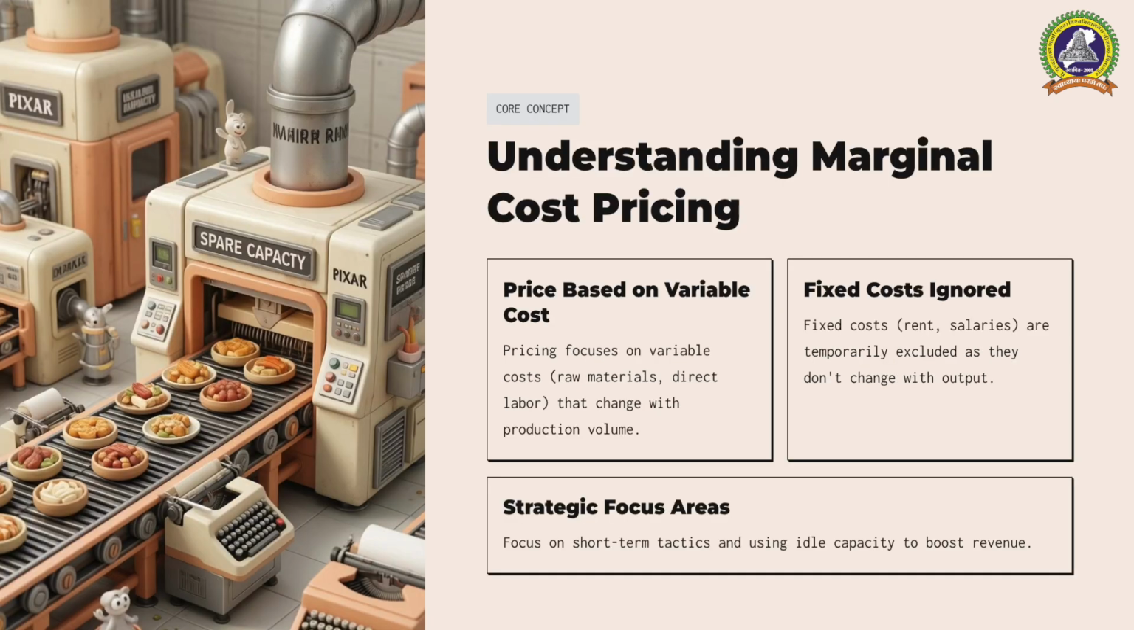Why would a manager ignore fixed costs like rent and salaries? The philosophy here acts on a short-term timeline. It argues that fixed costs are sunk costs in the immediate future. You have to pay the rent whether you take the next order or not. Therefore, if a new order comes in that covers the variable cost and contributes even $1 towards the fixed cost, it is better to accept it than to decline it.